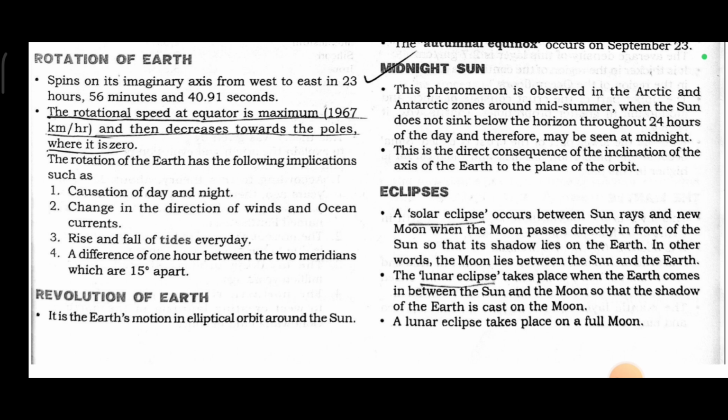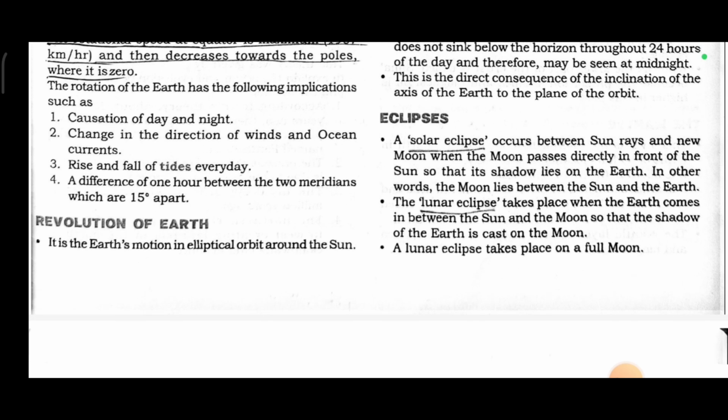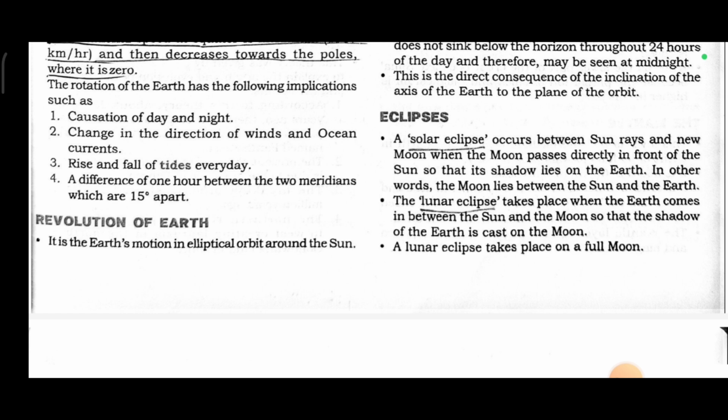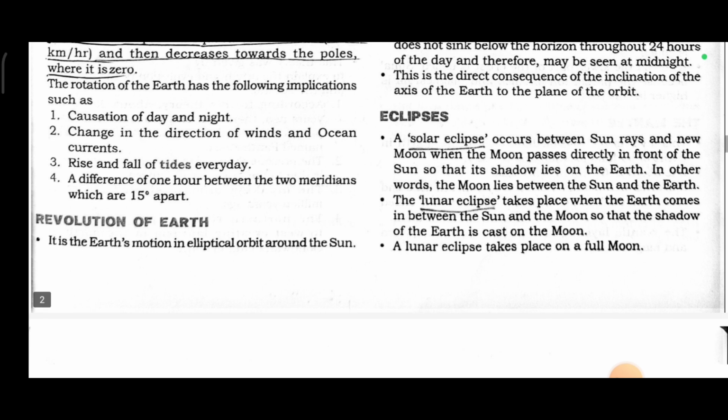Eclipses. A solar eclipse occurs between sun rays and the new moon, when the moon passes directly in front of the sun so that its shadow lies on the earth. In other words, the moon lies between the sun and the earth. The lunar eclipse takes place when the earth comes in between sun and moon so that the shadow of the earth is cast on the moon. A lunar eclipse takes place on a full moon.